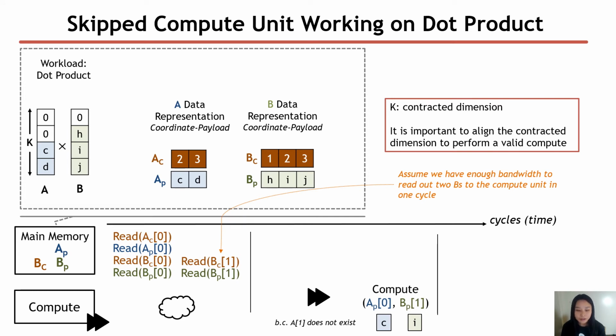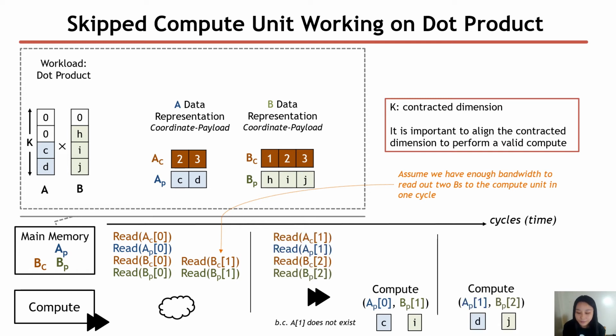And in the second cycle, the operand alignment unit will be examining what is in this queue. We'll realize that the first B coordinate does not match the A coordinate and is less than A's coordinate. So we will go ahead and look up the second B coordinate, which is BC1. And because it is able to skip ahead, in the same cycle you'll realize that we do have a non-empty B value to multiply with a non-empty A value. And here is why we have this compute of C and I appearing in the second cycle.